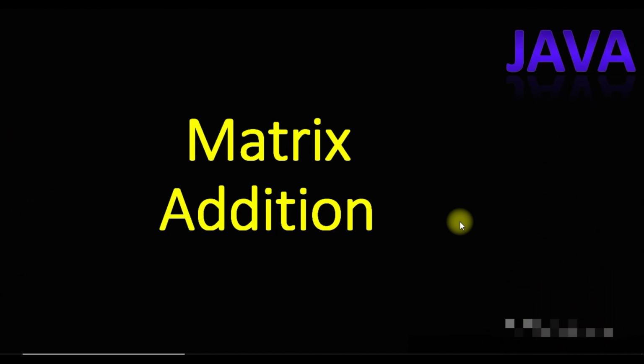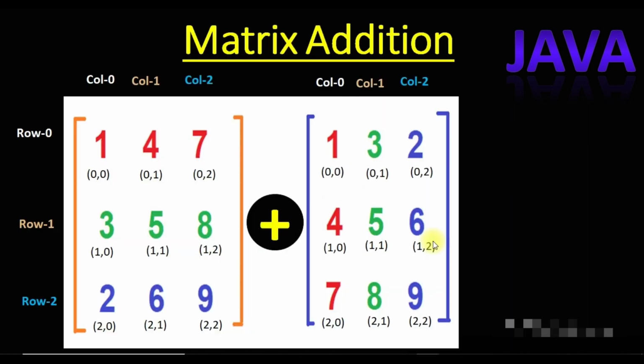Today again we will implement another example of a two-dimensional array, where our problem statement, as you can see here, is matrix addition. So what is matrix addition? If you check here, this is my first matrix and this is my second matrix. If I take matrix A and matrix B, we have to add or sum these two matrices. And what is the actual logic?